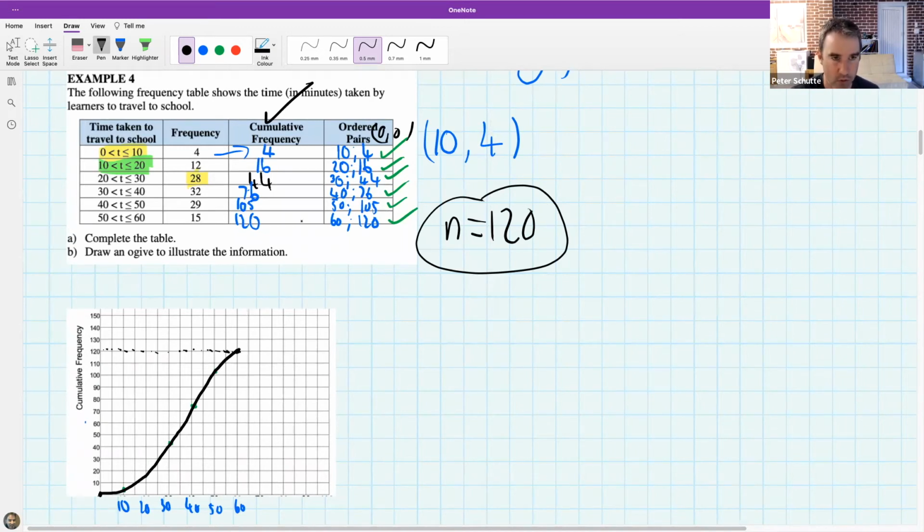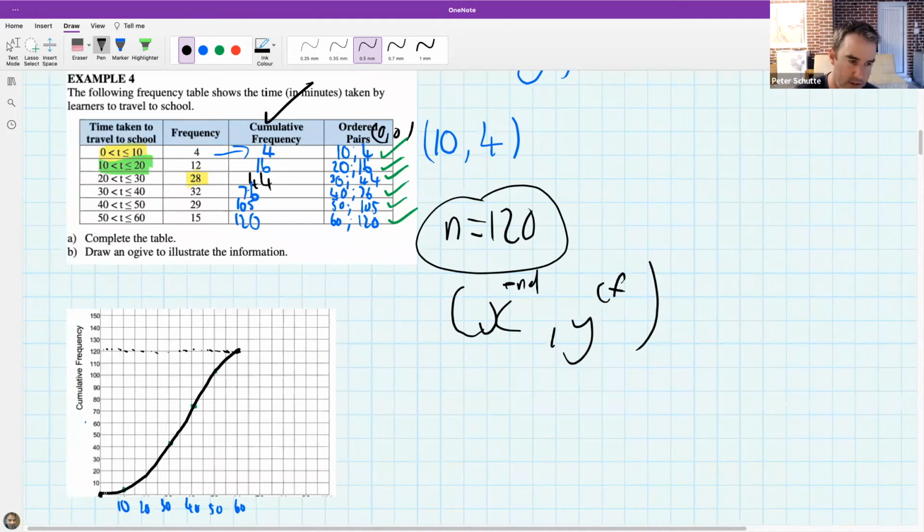Once we've done it, we need to know that we are using the end point of an interval. So given an interval, we're not using the middle, we're using the end point. So basically my X coordinate is the end point of the interval. My Y coordinate is the cumulative frequency. So I get all my points. I then plot all my points, but I realize I have to start from 0. So I add one more point at the bottom, and then I join it using a curved line.